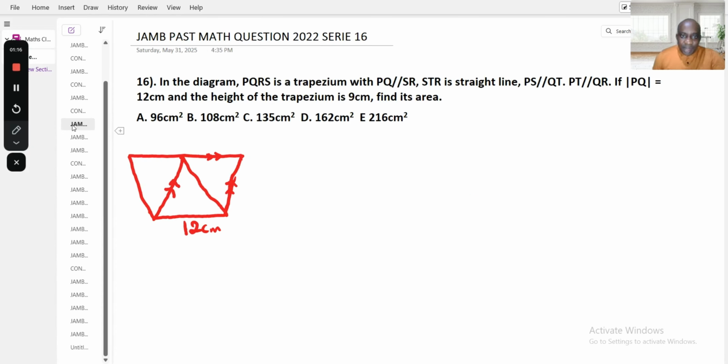In the diagram, PQRS is a trapezoid with PQ parallel to S, and STR is a straight line. The PQ is equal to 12 centimeter and the height of the trapezoid is 9 centimeter. We were told that the height is what? 9 centimeter. And what is our base? Our base B is 12 centimeter.